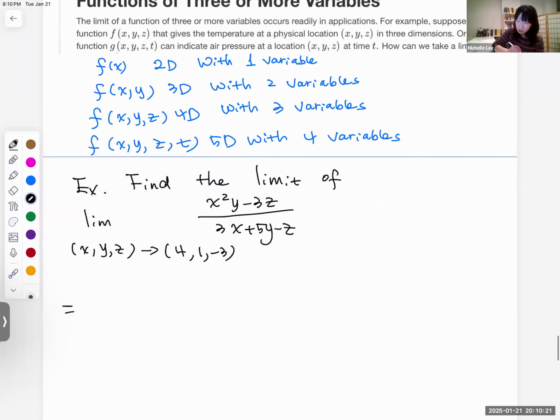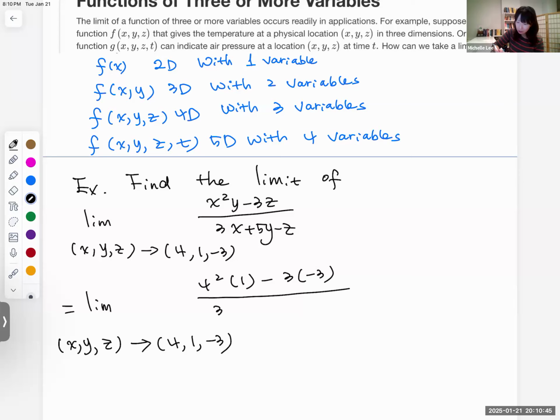So let's apply the limit as (x, y, z) approaches (4, 1, -3). So we have 4 squared times y, which is 1, minus 3 times z over 3 times x, 4, plus 5 times y minus z. Can you please calculate? 25 over 16. Very good.